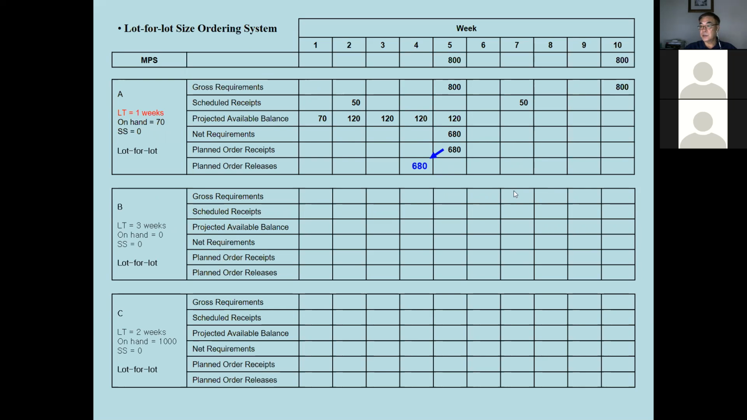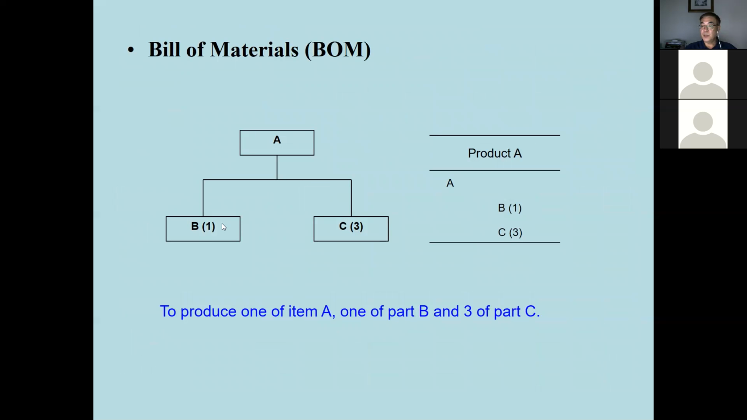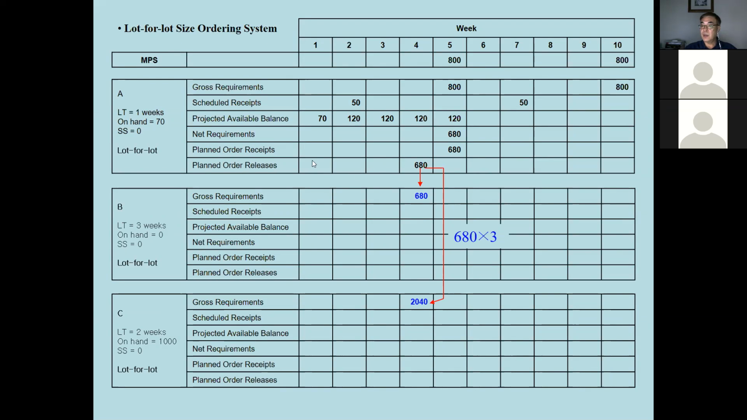And then to satisfy this final product A, we need part B and part C. So to make 680 final product, we need 1B and 3C. So to make 680 final product, we need 680 part B in the same week. And then times 3, then 2040 part C.